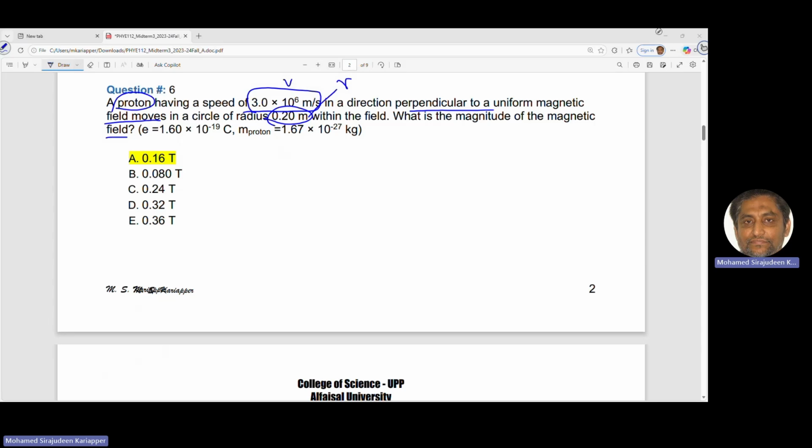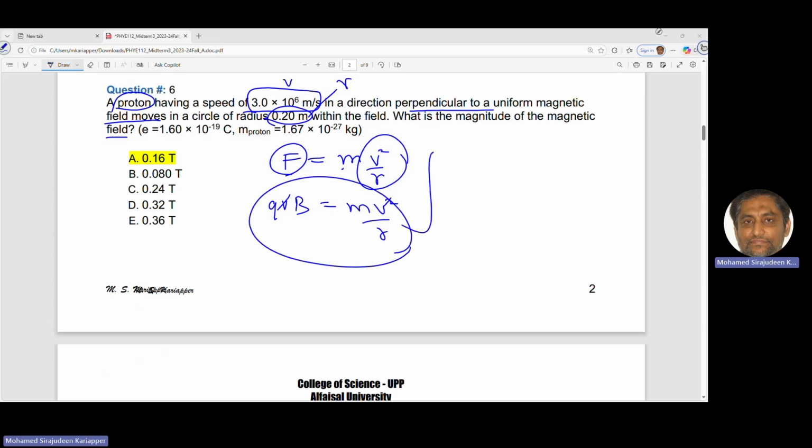We can even derive it, just let me derive it quickly. You apply Newton's second law, which is force equal to mass times acceleration. Since it is moving in a circle, the acceleration will be the centripetal acceleration, and the force is the magnetic force. Since it's perpendicular, sin theta is 1, so qvB equals mv squared over r. One v cancels with one v. When you do this, you get the relationship for the radius of the path described by this charged particle.